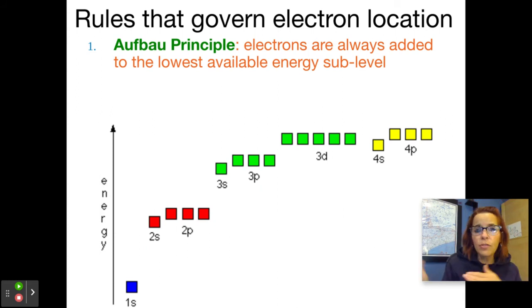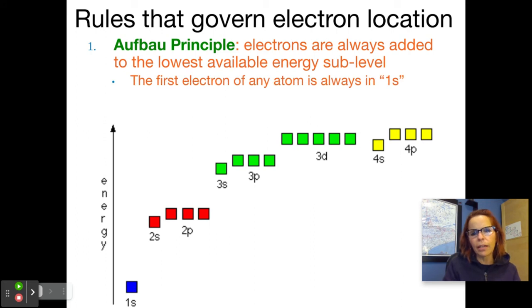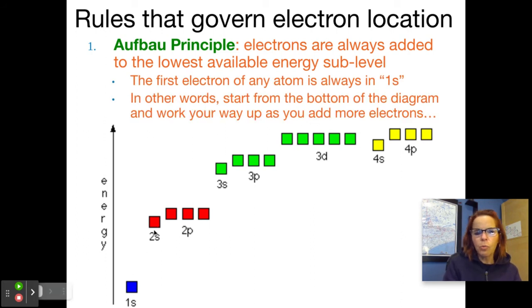Okay, so these are the rules for using this box chart. The first rule is called the Aufbau principle. Electrons are always added to the lowest available energy sublevel. So in this case, this is the lowest one. Always start at the bottom, so always 1s. And then you're going to work your way up.